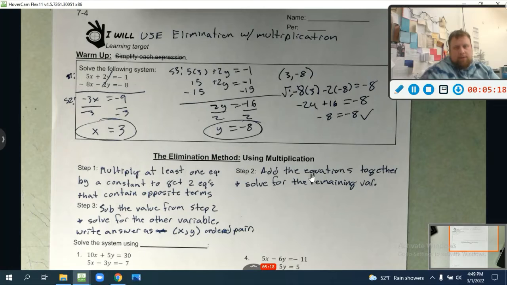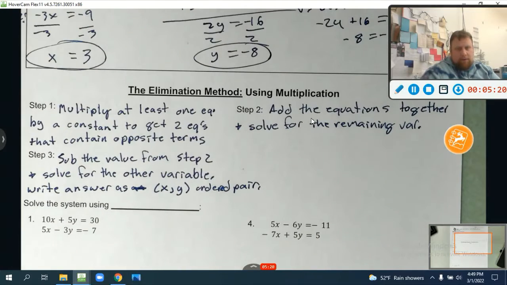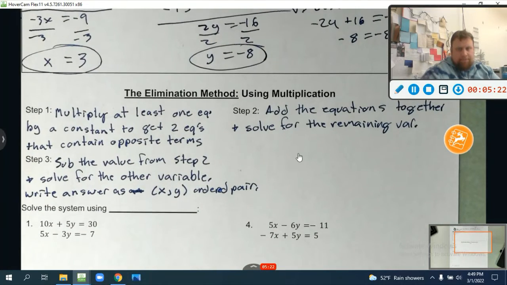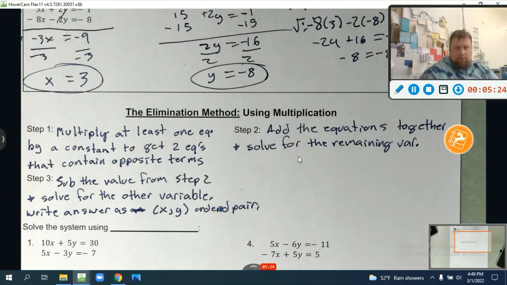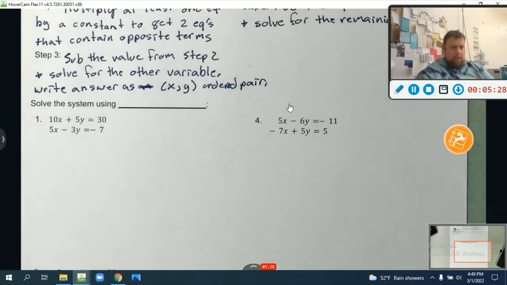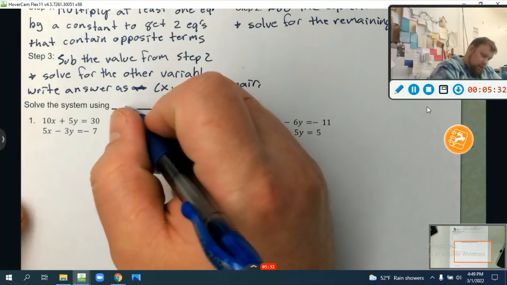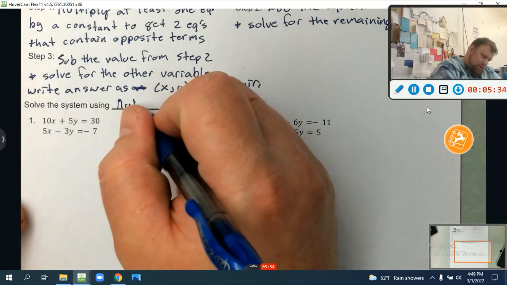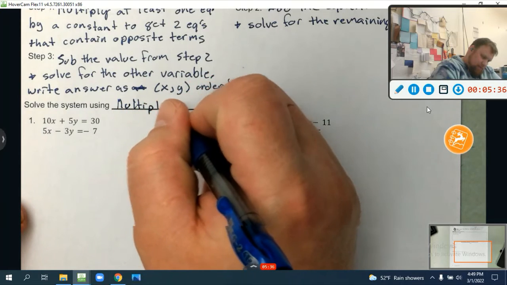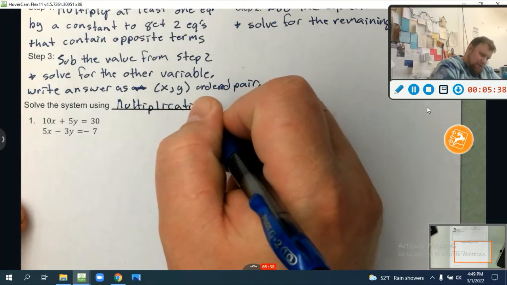Awesome. Pause this, zoom in, whatever you got to do. I guess I can zoom in for you. Does that look better? Pause right here if you need to. We're moving on. It's not meant to be long today. All right, we're going to solve the system using multiplication. It's actually not bad once you get used to it.